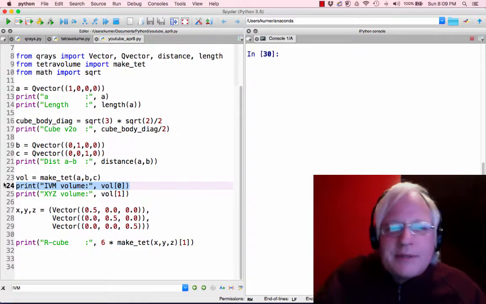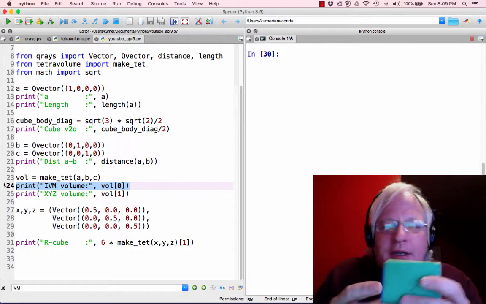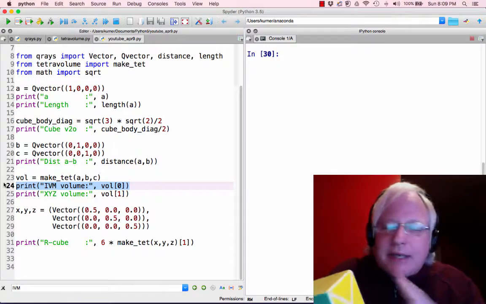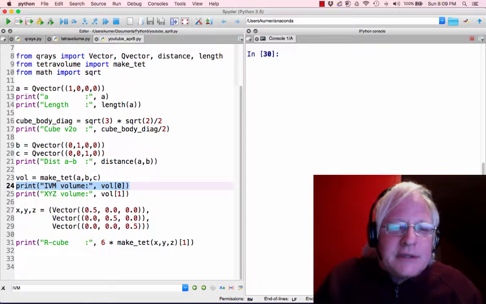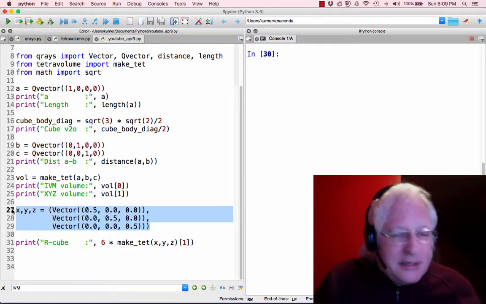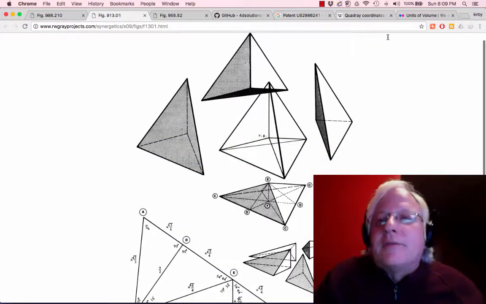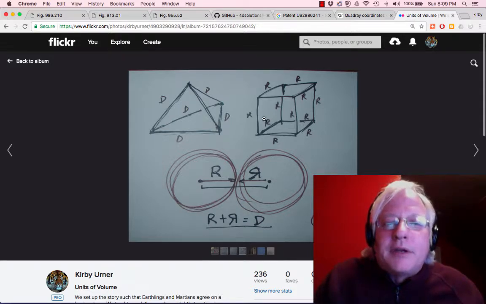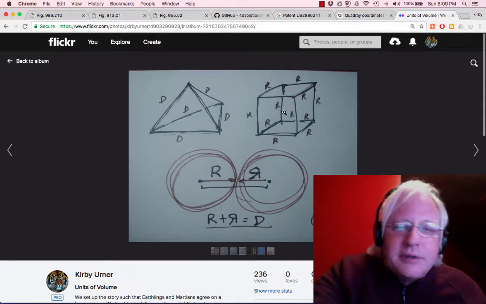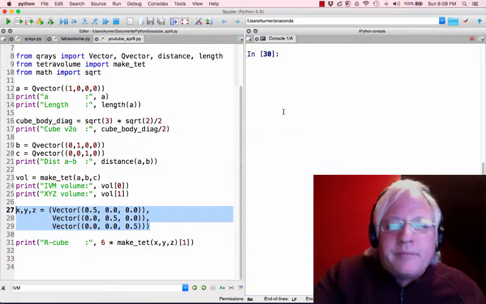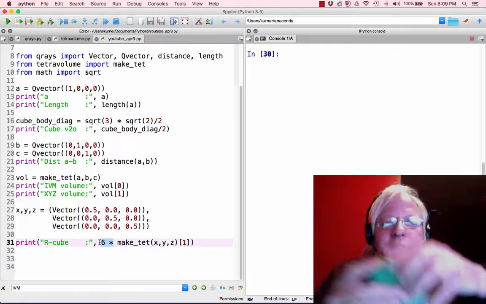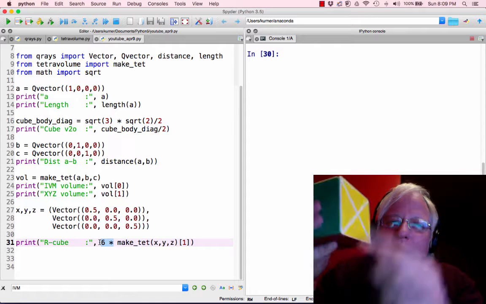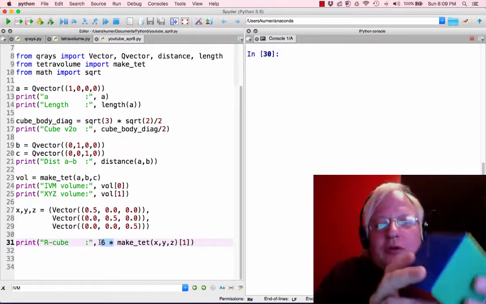And finally, I'm just going to confirm that this is scaled properly. I'm going to take the X, Y, and Z vectors, just normal vectors now, not quadrays, just ordinary vectors of length 0.5, like in the picture, and confirm that the volume of the cube is what we expect, unit volume in XYZ volume. So I'm going to print that out. However, I have to multiply by 6, because once I get this tetrahedron from X, Y, and Z, it's not going to give me the cube.